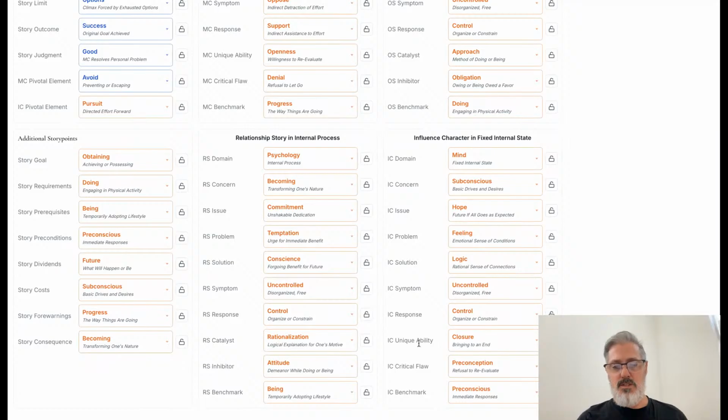Whereas the influence character is about bringing something to an end, where what's holding them back are their preconceptions, the refusal to evaluate. This is kind of sort of a Mufasa slash Rafiki handoff thing, where you think, "I'm this great person," but I'm not, which kind of lessens the impact that the influence character has.